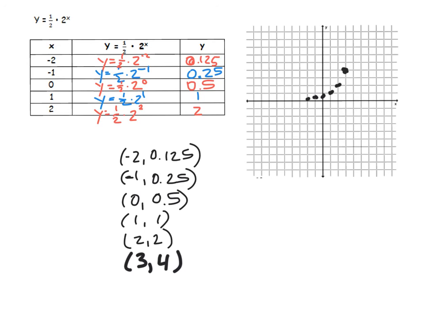And if we wanted to do one more, we could also do 4. If we do 2 to the 4th power, that's 2 times 2 times 2 times 2, and that's 16. And then half of 16 is 8. So we're going to go to 4, 8 on our coordinate plane, and there's that point. And again, we can graph the curve that goes through each and every one of these points. And that is another example of exponential growth.